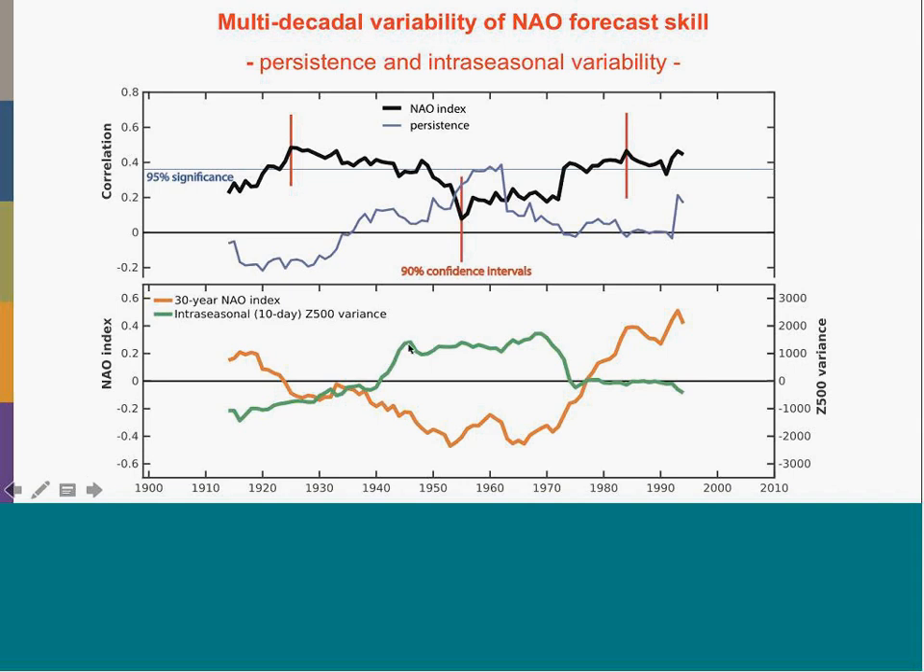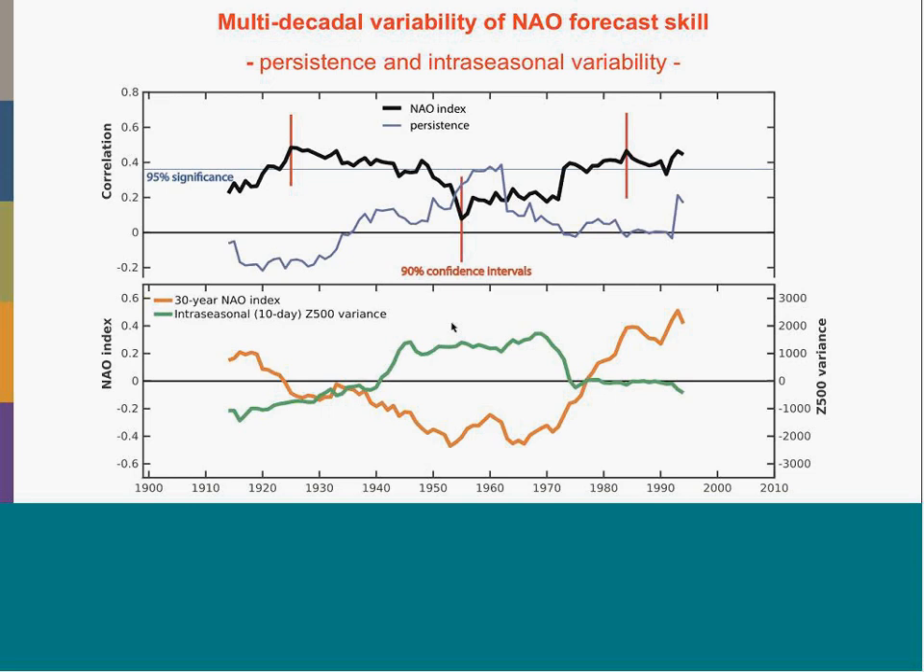Smoothed is the same sort of filter over that period. And you see that it looks like a distinct period here in the middle of the century where these anomalies, the intra-seasonal variance, is especially higher. These findings, I think, are consistent with the hypothesis that upper level Rossby wave breaking events occur perhaps more frequently during periods of negative NAO than during periods of positive NAO.